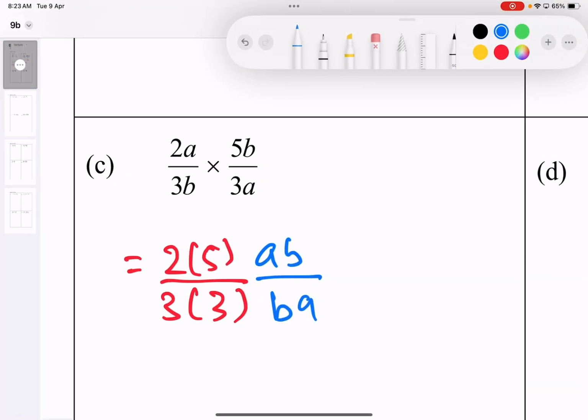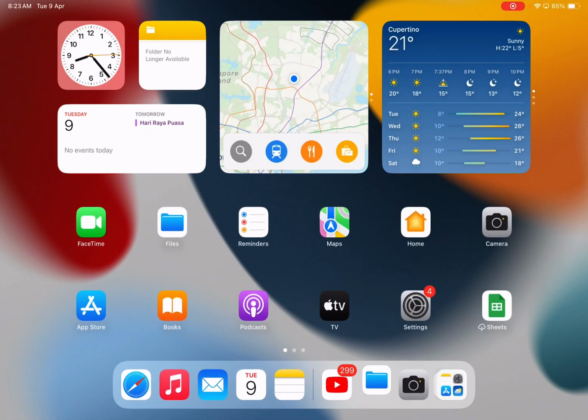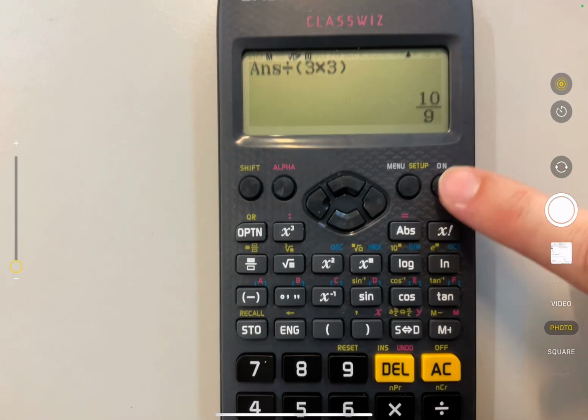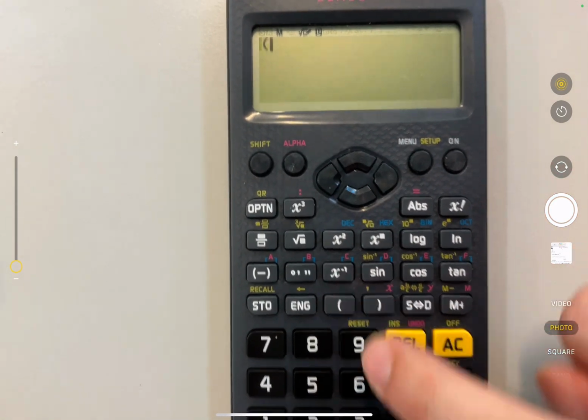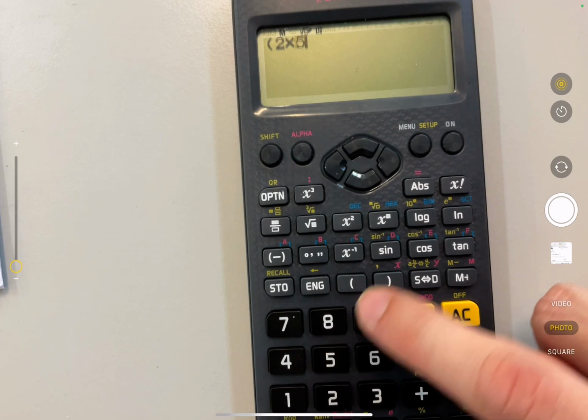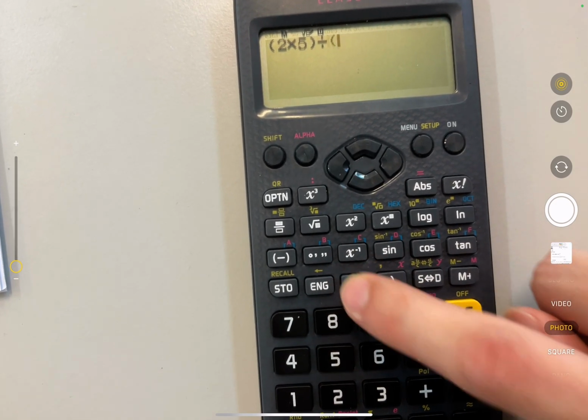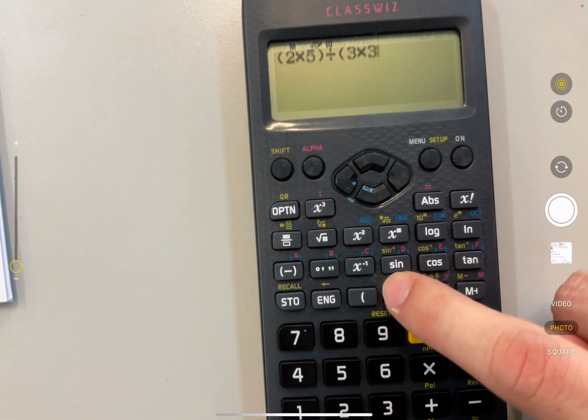I show you step by step again. I'm trying to enter this thing in my calculator: 2 times 5 divided by 3 times 3. So if I have my calculator, I do again, I must put the brackets. 2 times 5 divided by 3 times 3.